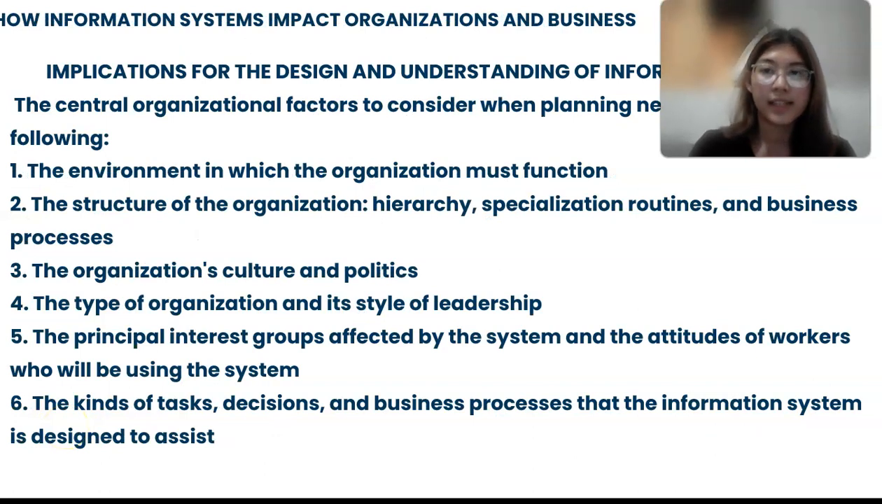Implications for the design and understanding of information systems. The central organizational factors to consider when planning new systems are the following. First, the environment in which the organization must function. Second, the structure of the organization: hierarchy, specialization, routines, and business processes. Third, the organization's culture and politics. Fourth, the type of organization and its style of leadership. Fifth, the principal interest groups affected by the system and the attitudes of workers who will be using the system. And last are the kinds of tasks, decisions, and business processes that the information system is designed to assist.